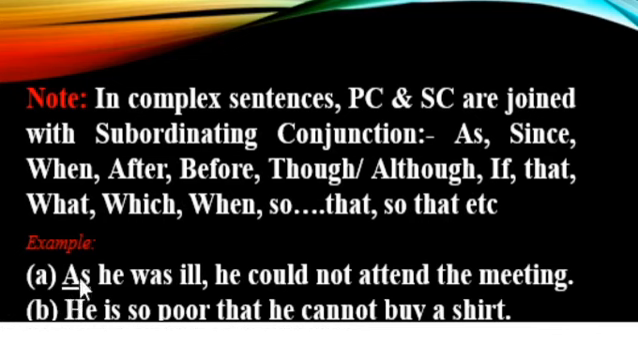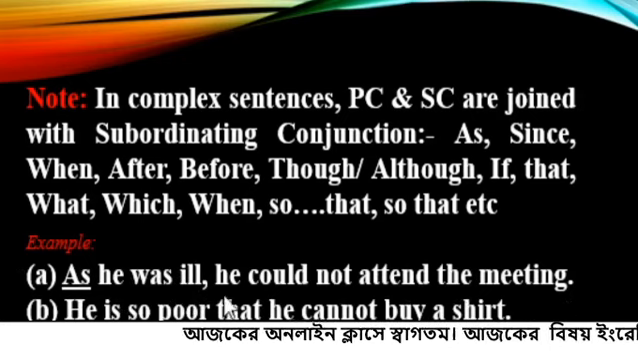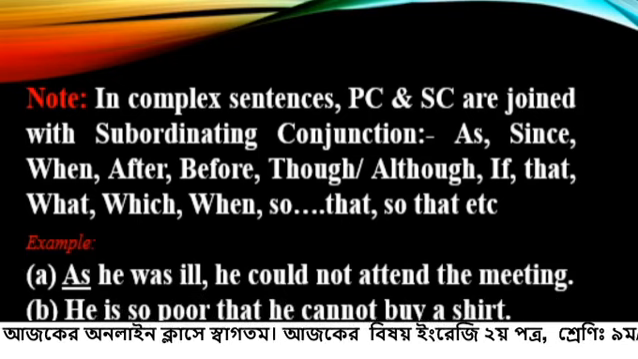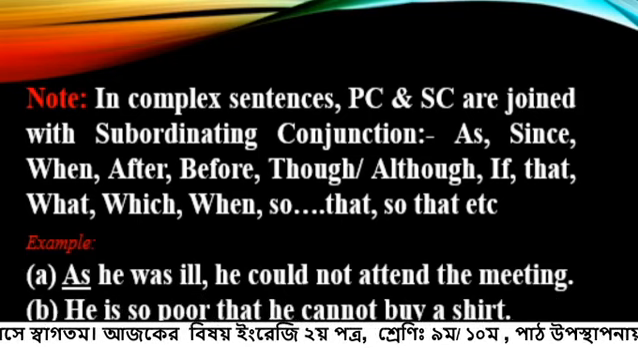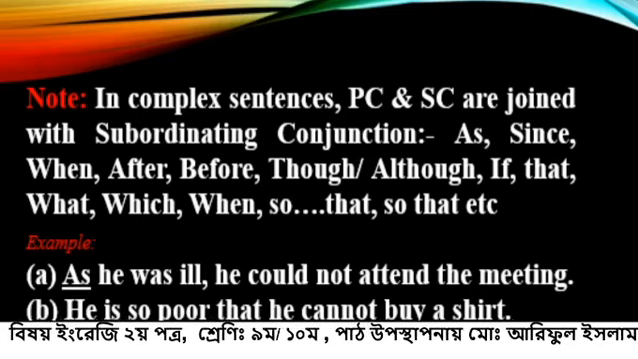See the example. Number A: as he was ill, he could not attend the meeting. Here, as he was ill is the subordinate clause. He could not attend the meeting is the principal clause. In example B, he is so poor that he cannot buy a shirt. Here, so that is used in this sentence. So it is a complex sentence. Let's go to the next point.